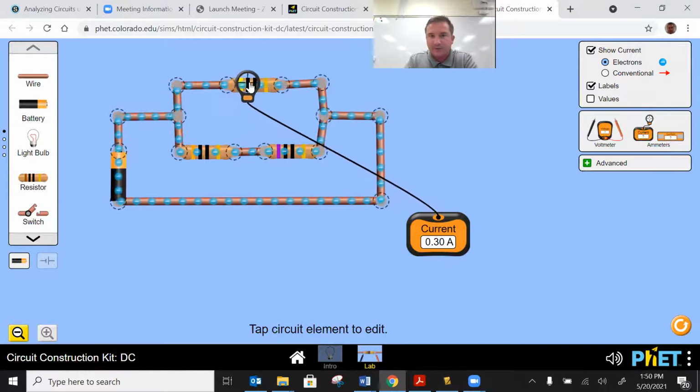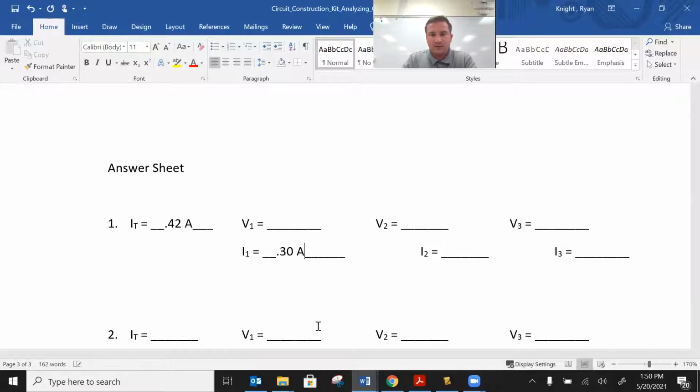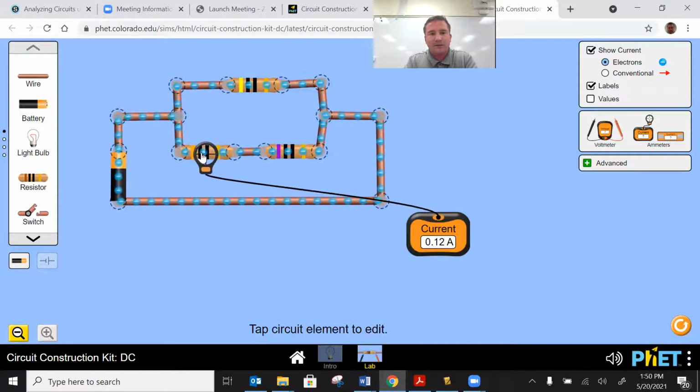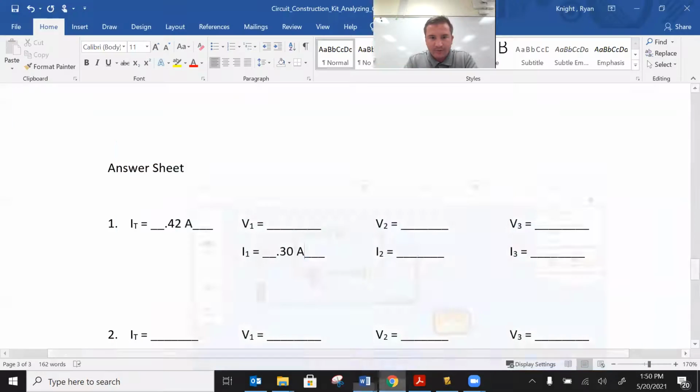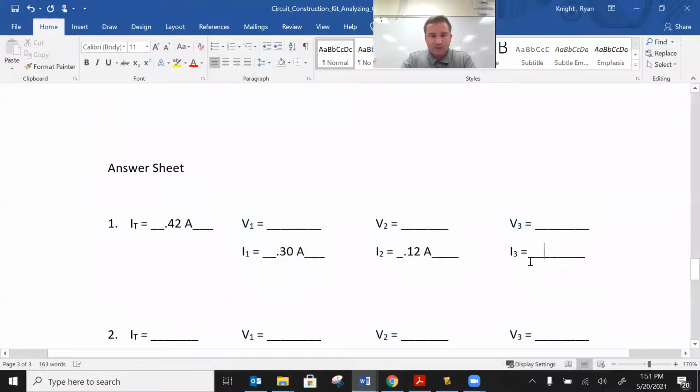I also want current through resistor 1, which is the resistor on top here. I've got 0.3, so I can come back over here. Current I through resistor 1 is 0.3. Is that what I said? Can't remember anymore. Yeah, 0.3. Okay, and then the two resistors on the bottom, 0.12 for resistor 2, and check this last one, 0.12 again.